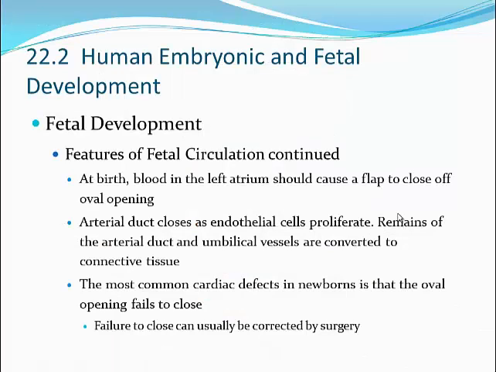At birth, blood in the left atrium causes a flap of skin to cover the oval opening. The arterial duct closes as endothelial cells proliferate. Remains of the arterial duct and umbilical vessels are converted to connective tissue. One of the most common cardiac defects in newborns is that the oval opening fails to close. This causes blue baby. Failure to close can generally be corrected by surgery if the opening is large enough. If the opening is small, they generally let it close on its own, which usually happens during the first 2 years of life.